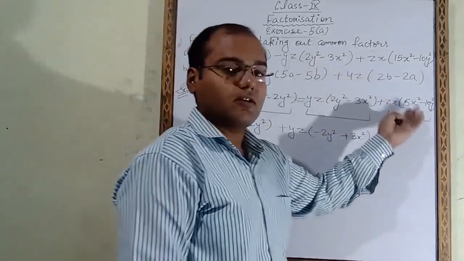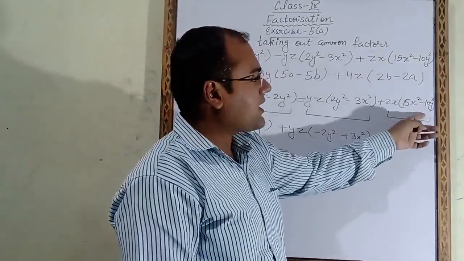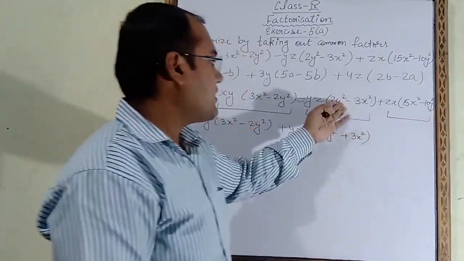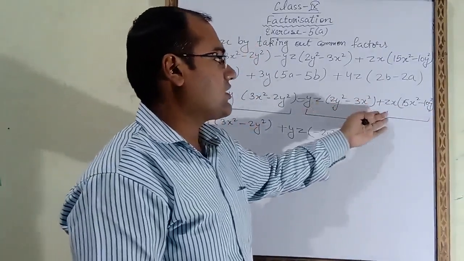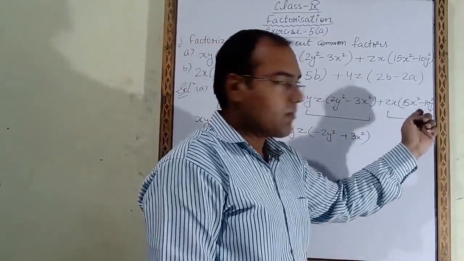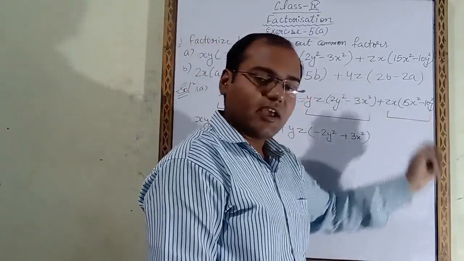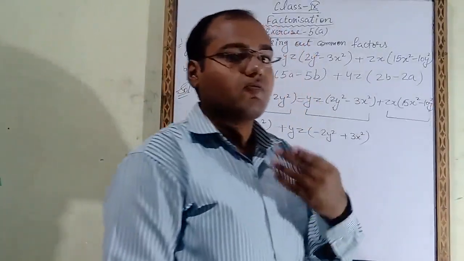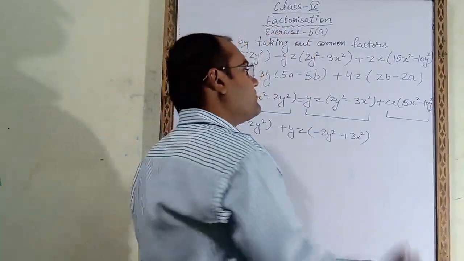Now come to the third term. In the third term, in the bracket 15x square minus 10y square is given. But here we have 2y square and 3x square. So what do we have to do? Here we have to take common from 15 and 10. 15 and 10 both come in the table of 5. So we will take 5 common.